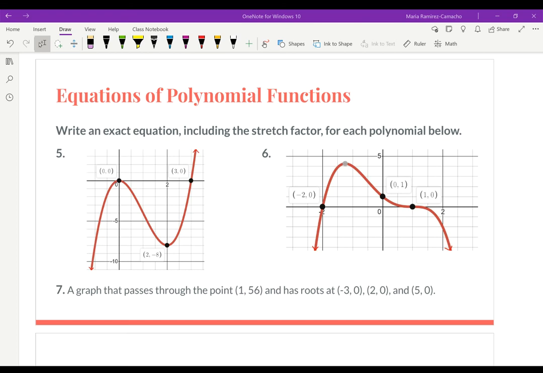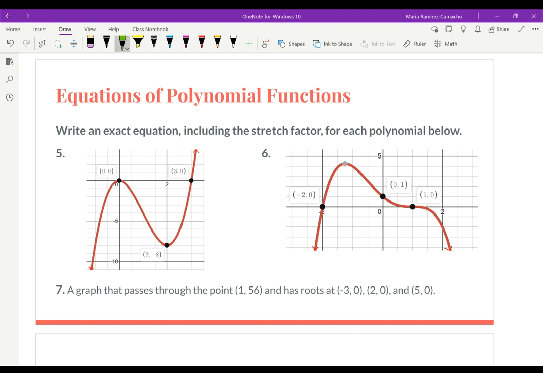Write an exact equation including the stretch factor for each polynomial below. For 5 and 6, we've got graphs, and for number 7, we've got a sentence containing some information about a polynomial. So let's start with number 5. This is kind of the opposite of what we were doing on the previous slide, where we were taking the equation and drawing rough sketches. Now we're taking the exact graph and we're creating exact equations.